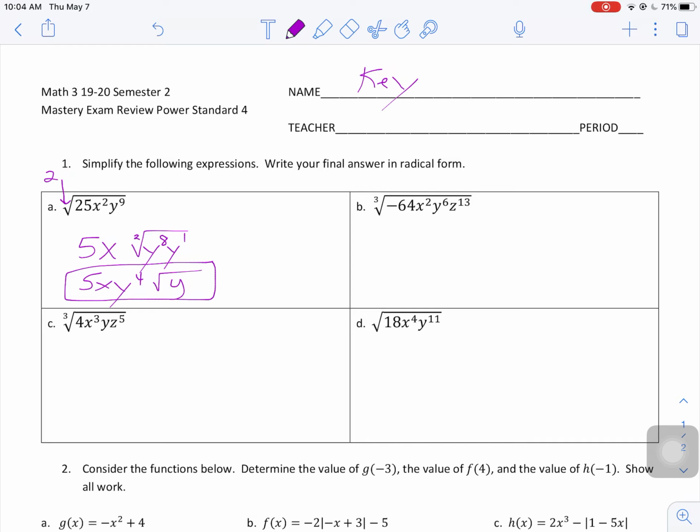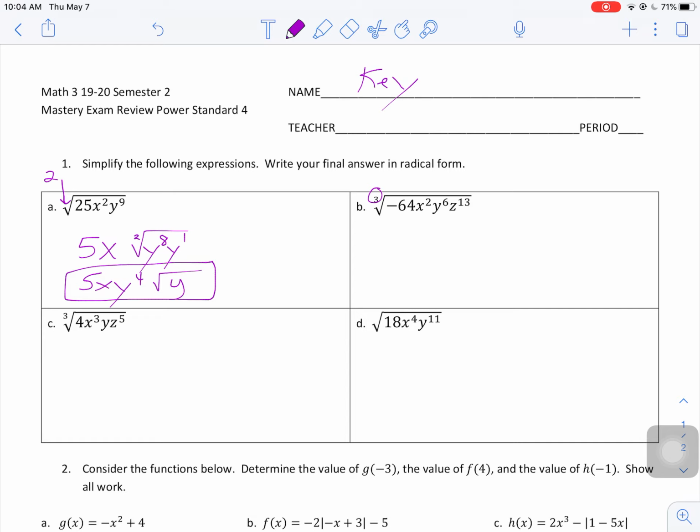Part B, the little 3 is the index. So as far as the cubed root of negative 64 goes, we're looking for a number that when you multiply it by itself 3 times, you get negative 64. So that would be negative 4.